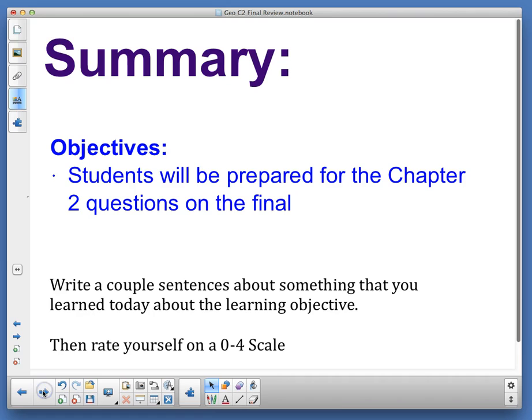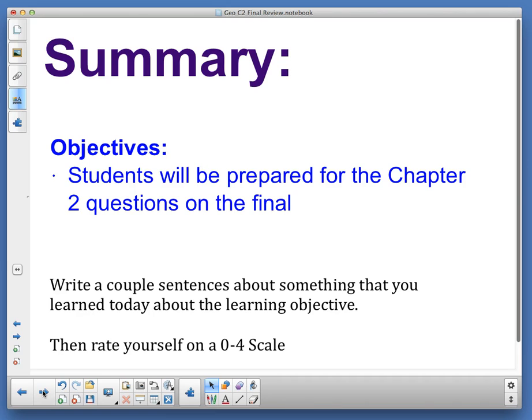Now, what I'd like to do is fill out your summary on your notes. Okay, what you may have picked up differently. Write a couple of sentences about something that you learned differently today about the learning objectives, and then rate yourself from 0 to 4 about your preparation right now. And remember, your job today is not just reviewing your notes, but making sure you get after your Quizlet so you know the words better.